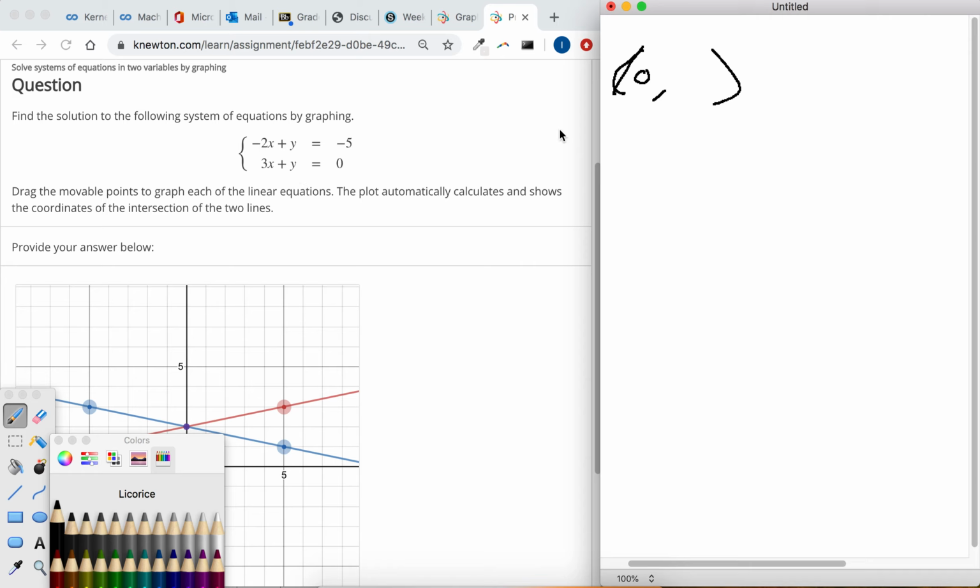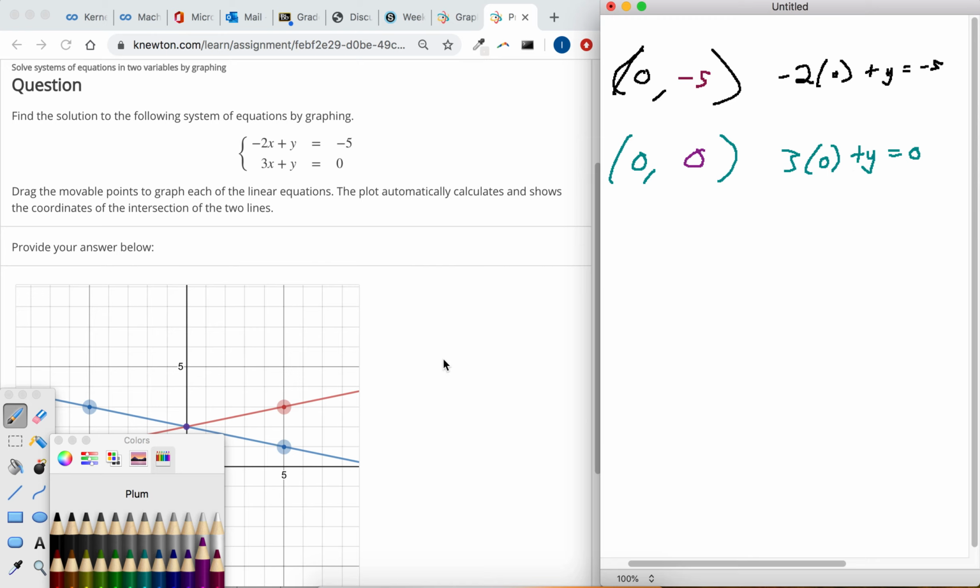So on the first graph, let's color code these real quick. If I plug in 0 in for x into this first graph, -2 times 0 plus y equals -5, you can see that y is going to equal -5 in that equation. Okay? And then with this second graph, if I plug in 0 in for x, then that's 3 times 0 plus y equals 0. That means we're going to get 0 for y.